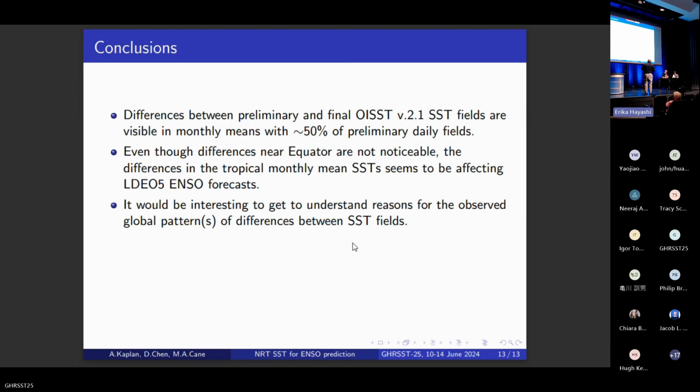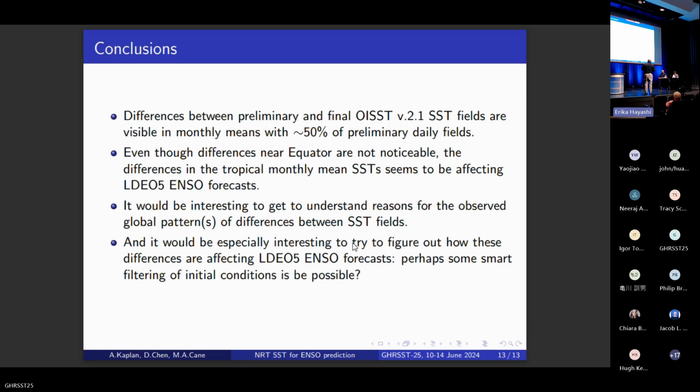It would be interesting to understand the reasons for the observed global patterns of differences between SST fields. I wonder if anybody studies that. And it would be particularly interesting to try to figure out how these small differences in tropical indices, but larger in the domain, are affecting our ENSO forecast. Perhaps we could figure out the dynamics of their growth, and perhaps some smart filtering of initial conditions would be possible. Thank you.